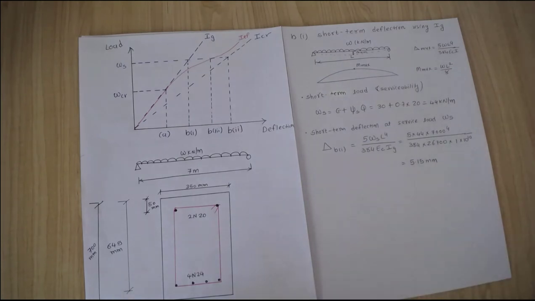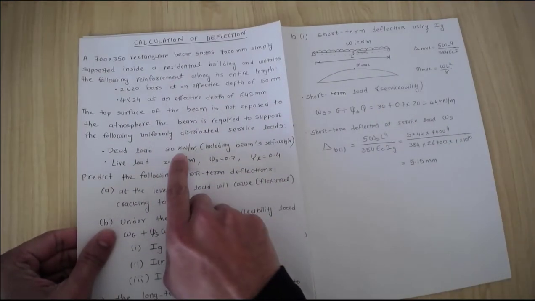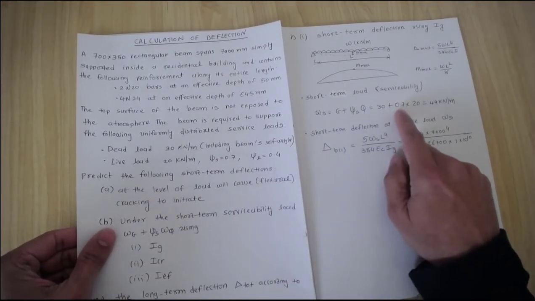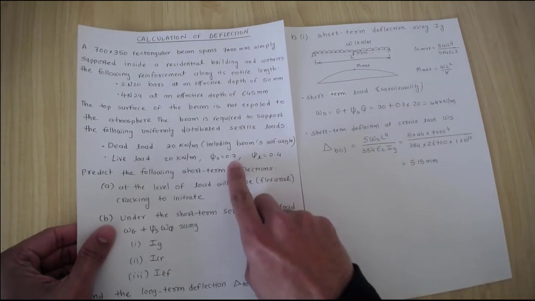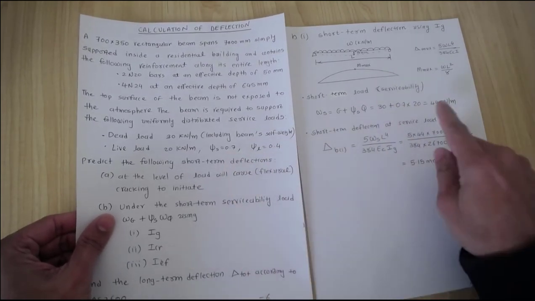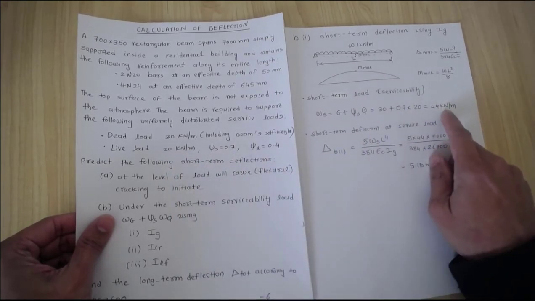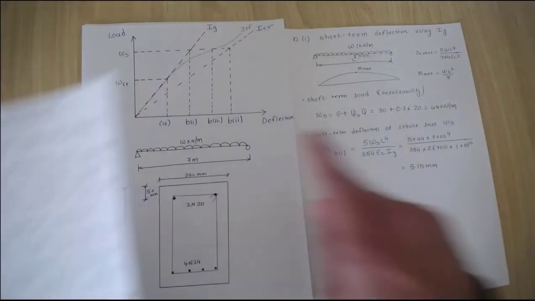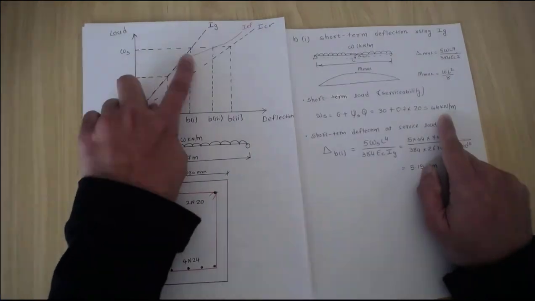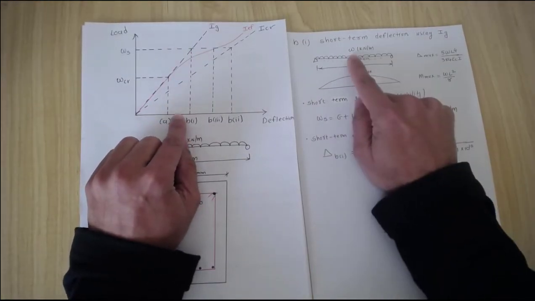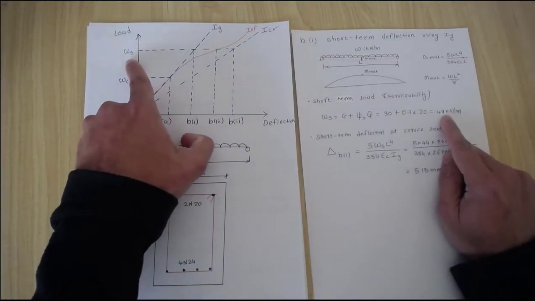Now in this case, the dead load is given in our examples, which is 30 kilonewton per meter, plus the short-term factor given, 0.7, substituted here, times 20, that is the live load, equal to 44 kilonewton per meter. So we found the service load WS was 44 kilonewton per meter. Now at this service load, what is the deflection? So this W is actually this 44 kilonewton per meter.